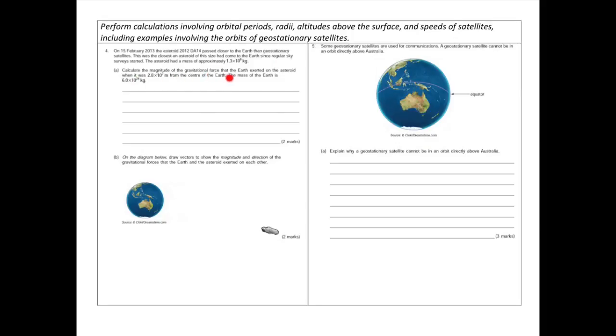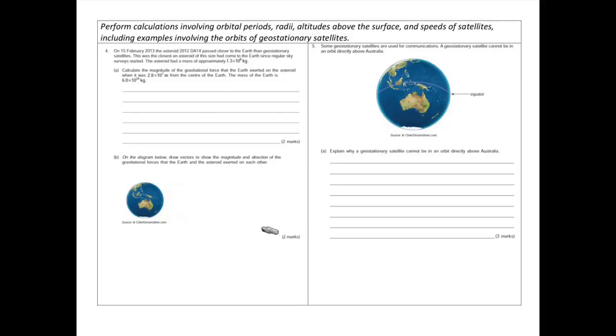Calculate the magnitude of the gravitational force the Earth exerted on the asteroid when it was 2.8 times 10 to the 7 metres from the centre of the Earth. The mass of the Earth is 6 times 10 to the 24 kilograms. They've rounded that off a bit. I often use the 5.977 value, but that's not really a big problem.